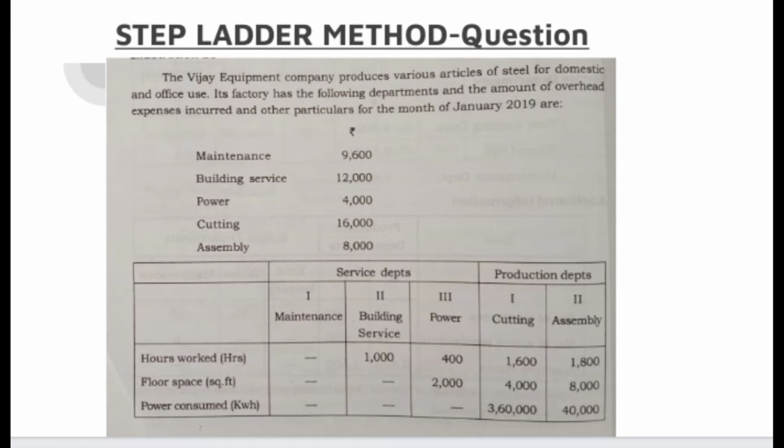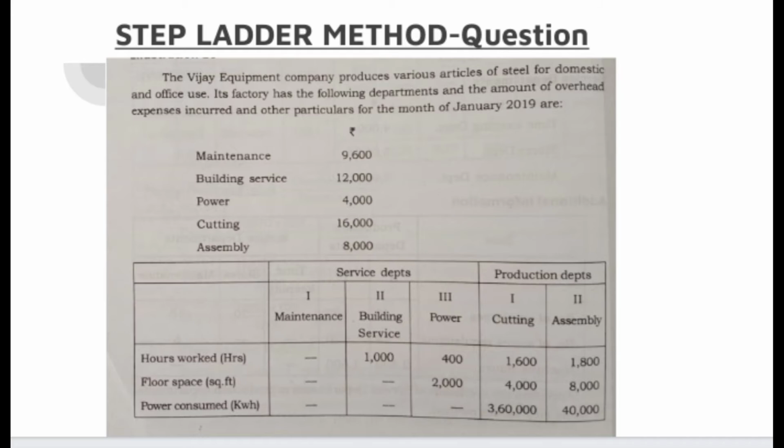Vijay Equipment Company produces various articles of steel for domestic and office use. Its factory has the following departments and the amount of overhead expenses incurred, and other particulars for the month of January 2019 are: maintenance rupees 9600, building service 12000, power 4000, cutting 16000 and assembly parts 8000. Next we can see the basis of reapportionment.